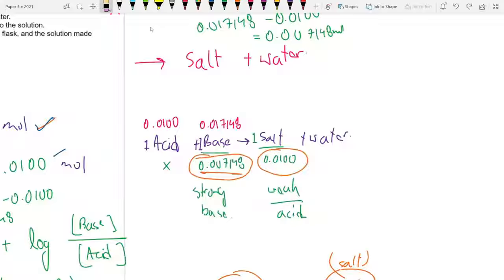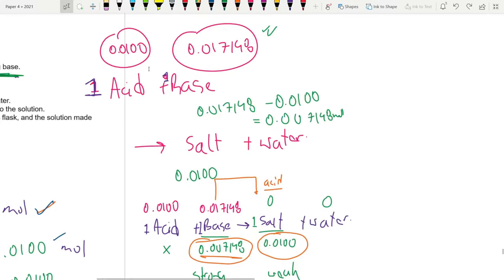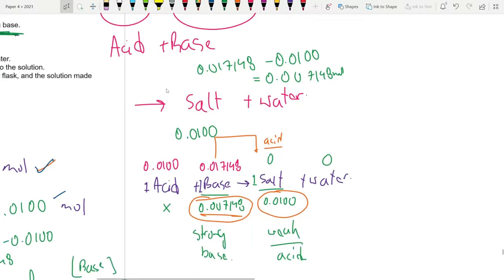Okay, now what happened after the reaction? Clearly the base was in excess, right? So after reacting the acid and base in a 1:1 molar ratio, all the acid will react with the base, but some base will be left remaining. How much? 0.017148 minus 0.0100. If you subtract that, you're going to get an answer of 0.007148.